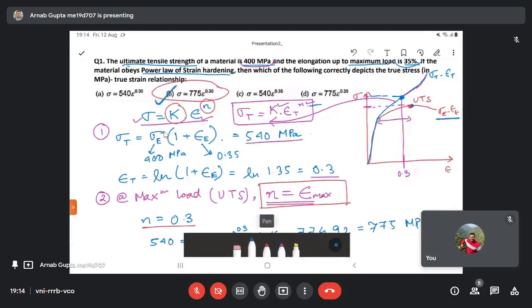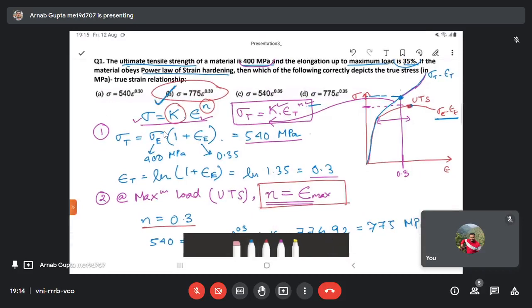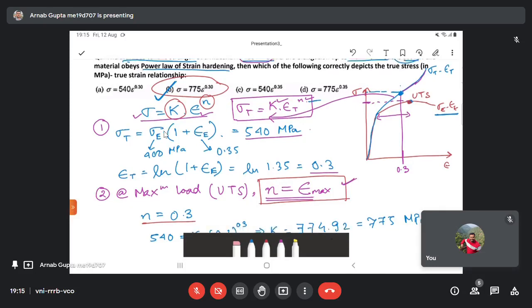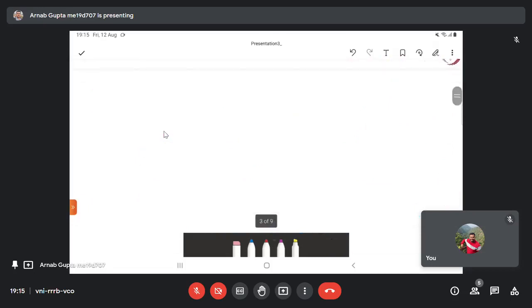Okay, this type of numericals you can expect in GATE and other competitive examinations, and also in NSEM exams. And now let us derive this thing that I just said, that n is equal to the strain that you encounter at the maximum loading point. How are we arriving at this particular information?